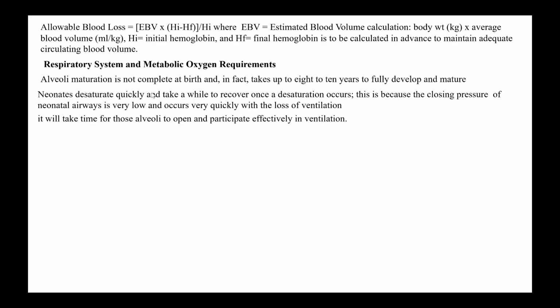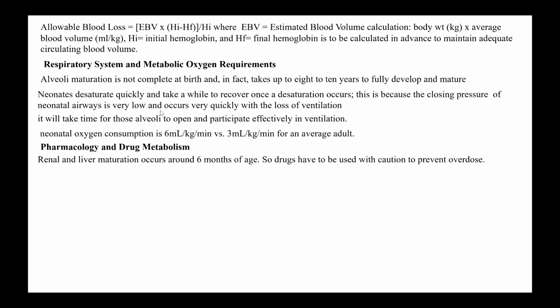And the allowable blood loss. This is a common question they may ask you in the exam. It is the estimated blood volume multiplied by initial hemoglobin minus final hemoglobin, divided by initial hemoglobin. That is the formula that you have to use. You will get the allowable blood loss. Then respiration and metabolic requirements. So these are all the changes.